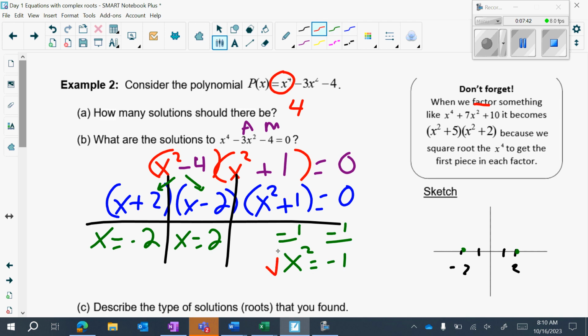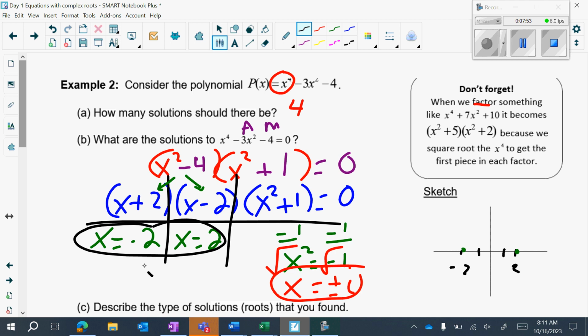And this is where we're going to see the imaginary roots come from. So we're going to get positive and negative i. So notice here we now have 4 total roots. We have 2 real roots, and they are negative 2 and positive 2. And we have 2 imaginary roots, and they are positive and negative i. So we should have 4 total roots, which is what we said in part A.